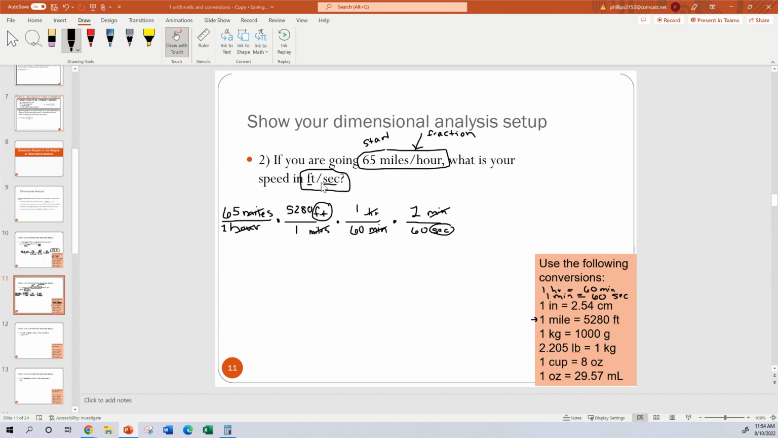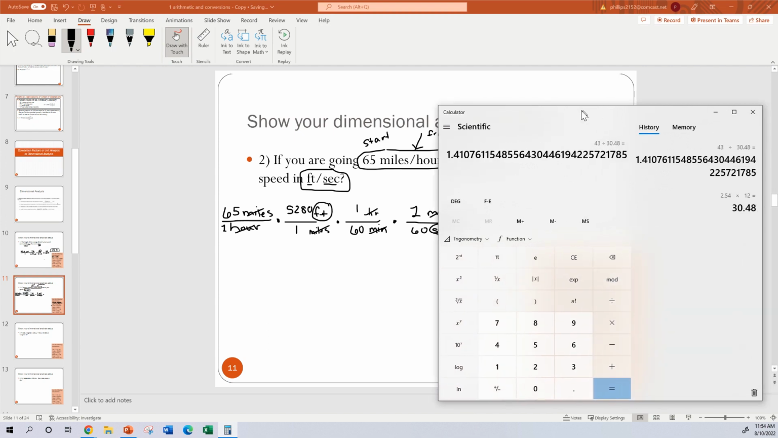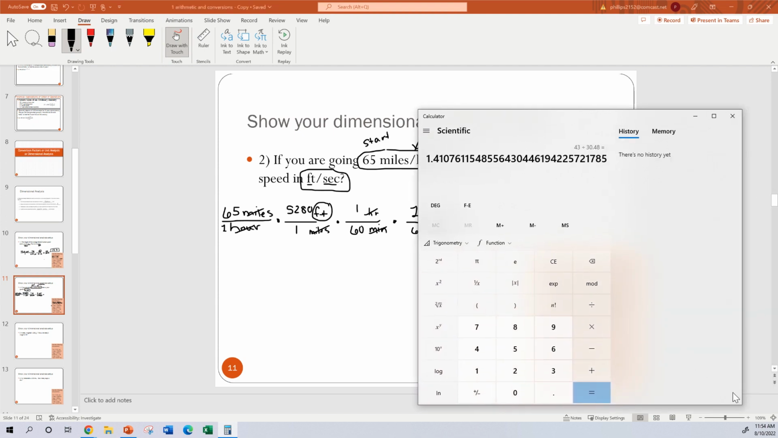So in our goal, we still have a fraction bar. We have feet on the top, seconds on the bottom. And when I look at what is circled, I have feet on the top, seconds on the bottom. So this means I'm ready to work at the math. So I multiply straight across. So grabbing my calculator here. Now let me clear this out from our last problem. Clear. All right.